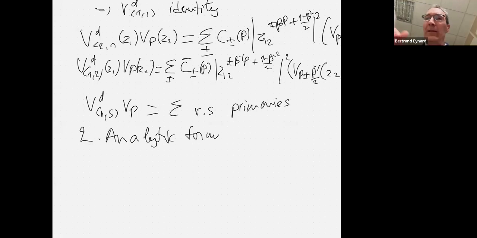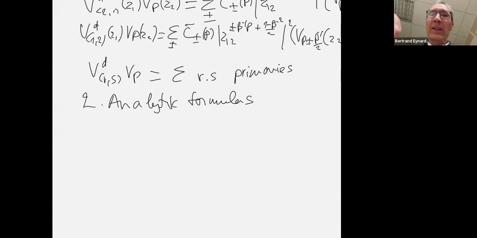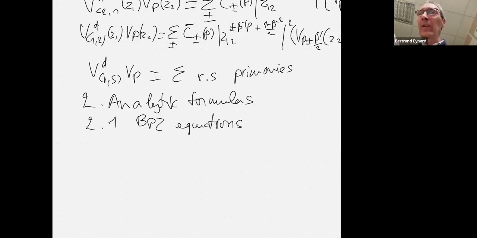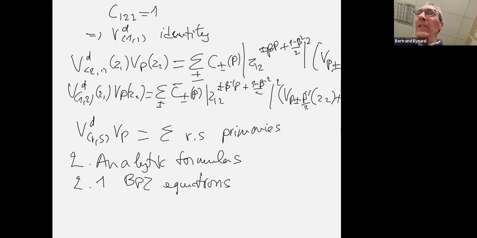So the first topic here is BPZ equations. Now I have a question about C plus minus P. So the OPE coefficients in this OPE of degenerate fields, do we know them? And the answer is no, we don't. So at this point, they are unknown structure constants. And there's a good reason why we don't know them.